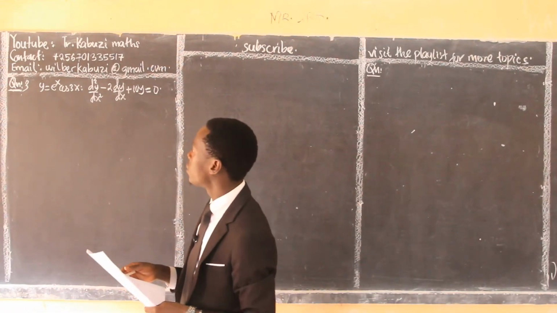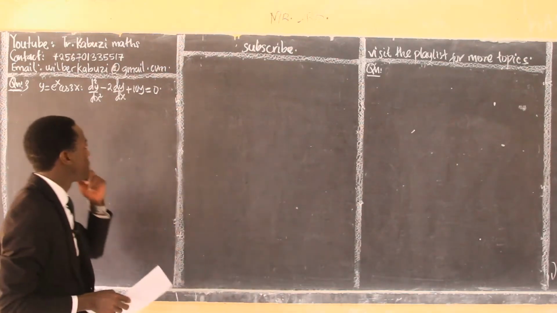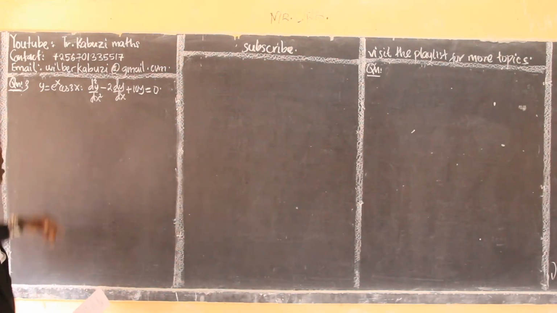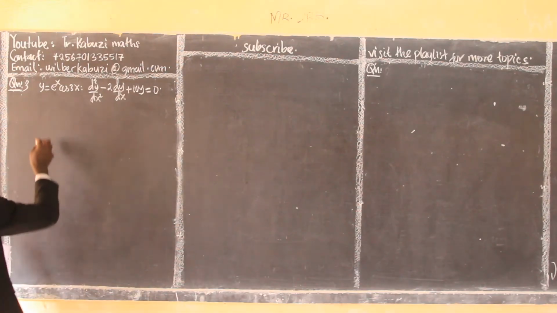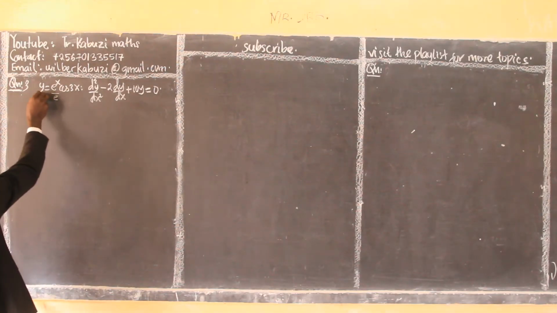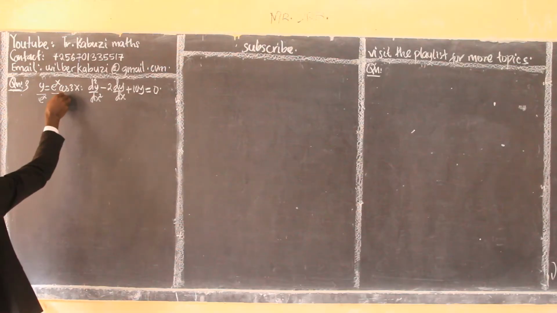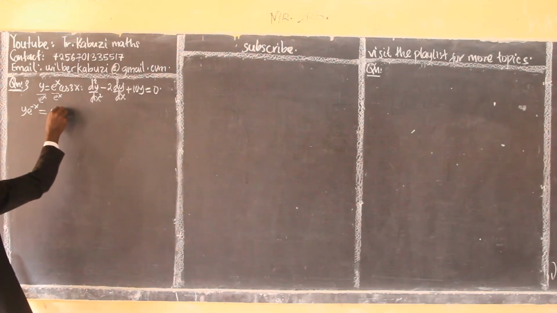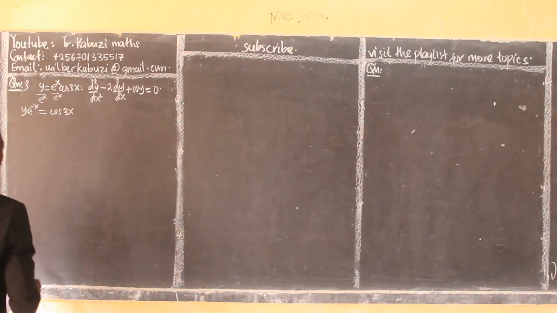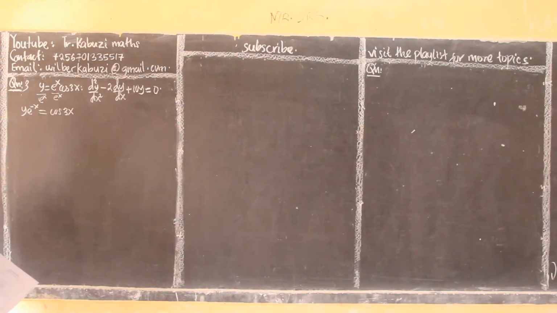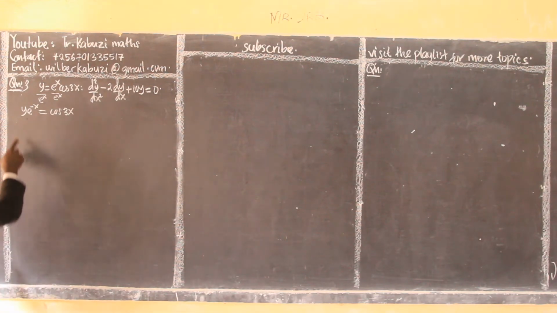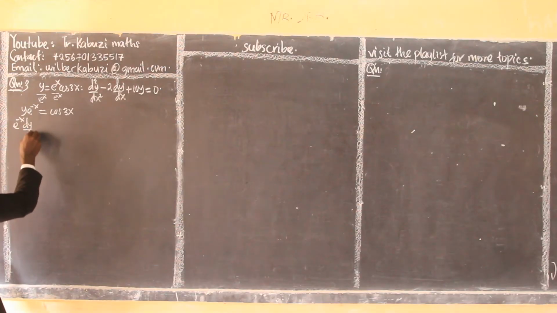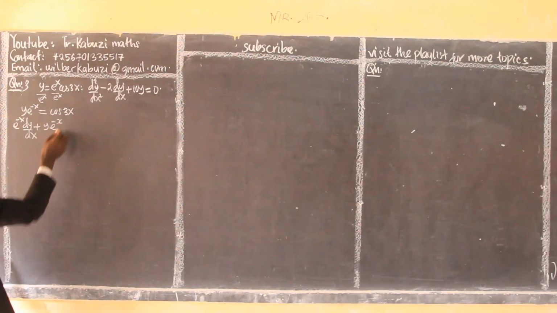So here, to handle these numbers, it's always better to shift this to the left. So divide by e^x, like that. Then you take this up to get y e^(-x) equals cos 3x. Then we are going to use the product rule. So you say fix e^(-x), differentiate y, plus fix y, differentiate e^(-x).